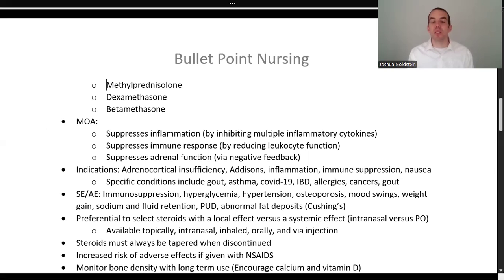And finally, we do also use it for nausea. It's a little bit complex, and it's not fully understood how it works to help in nausea, but it does. We don't use it for everyday nausea. We use it more so for chemotherapy-related nausea.